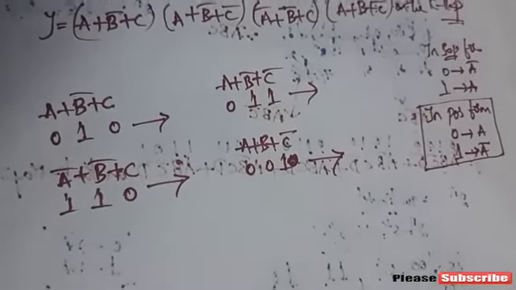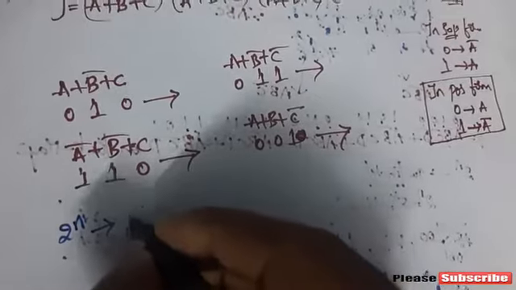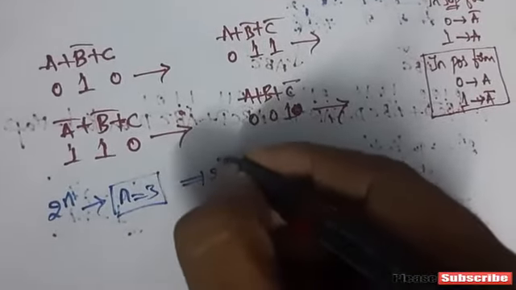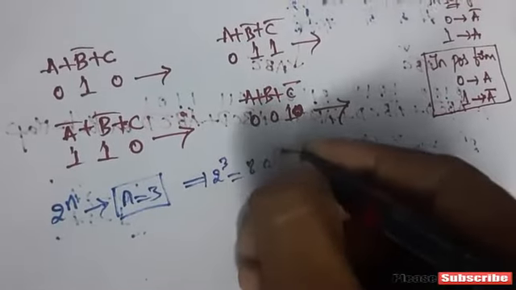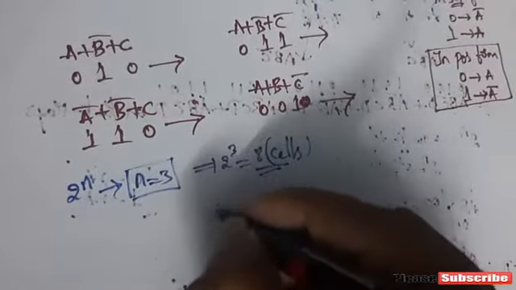Here three variables means 8 cells, right? That means 2 power n, with 3 variables A, B, C. N is equal to 3, so 2 cube is equal to 8 cells. Let's see.